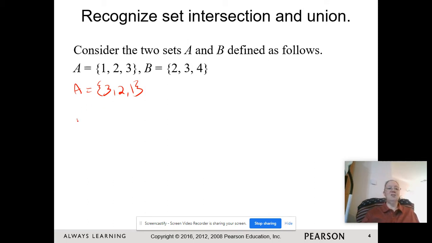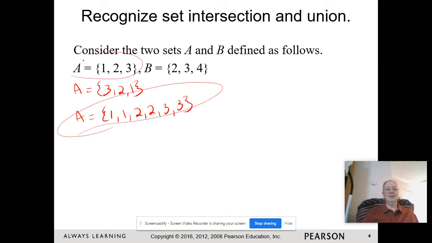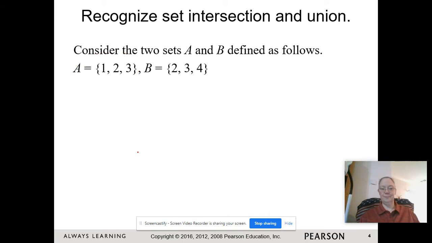And in fact, if we have multiples of the same thing, it still doesn't matter. It doesn't change the set. This is still the same as this one, even though there's 1, 2, 3, 4, 5, 6, and there's only 3. But because these are duplicates, we ignore the duplicates. All right, so this one is 1, 2, 3. Set B is 2, 3, 4.